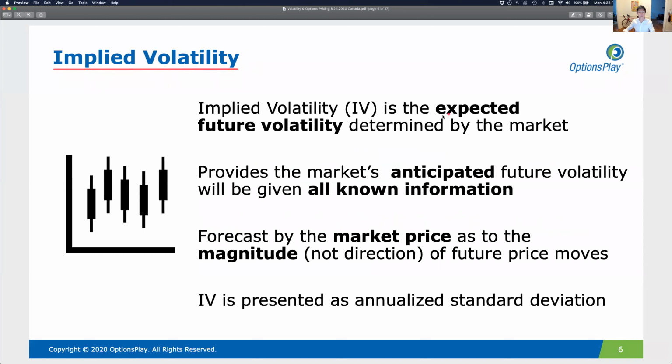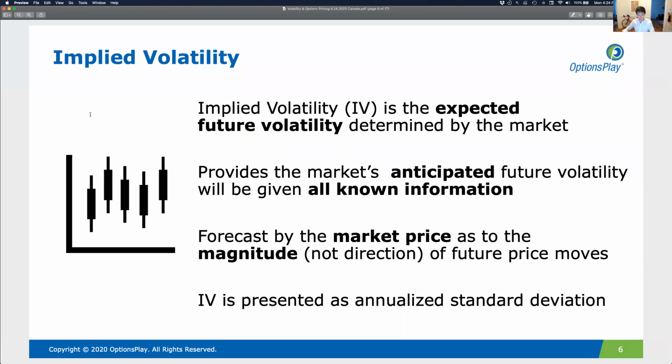Implied volatility is the expected future volatility determined by the market. So how does the market determine future volatility? That's where we turn to option prices. And that's why we're going to talk a little bit about how option pricing is derived, because that's how we learn how to calculate the implied or the expected future volatility determined by the market.